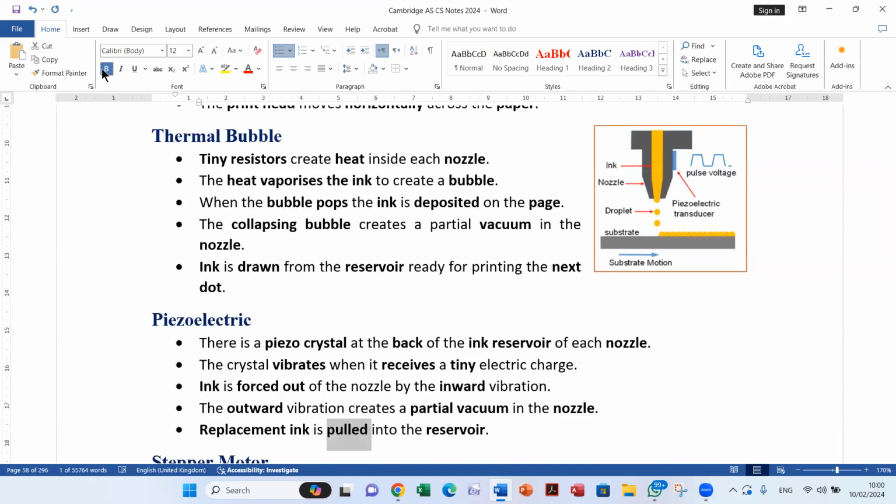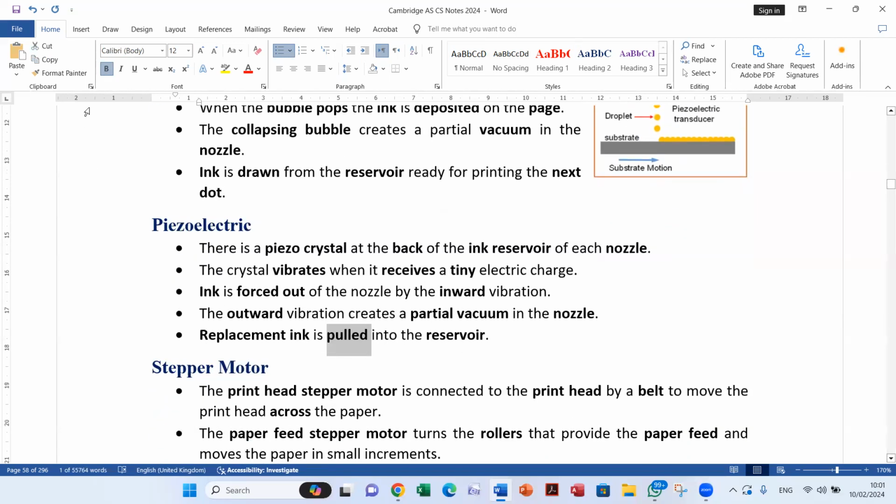So when that piezoelectric element vibrates, it sucks ink from the reservoir and pushes the droplet of ink onto the piece of paper. When it vibrates, it creates a vacuum that sucks a little amount of ink from the reservoir, and then pushes that ink as a droplet onto the sheet of paper.